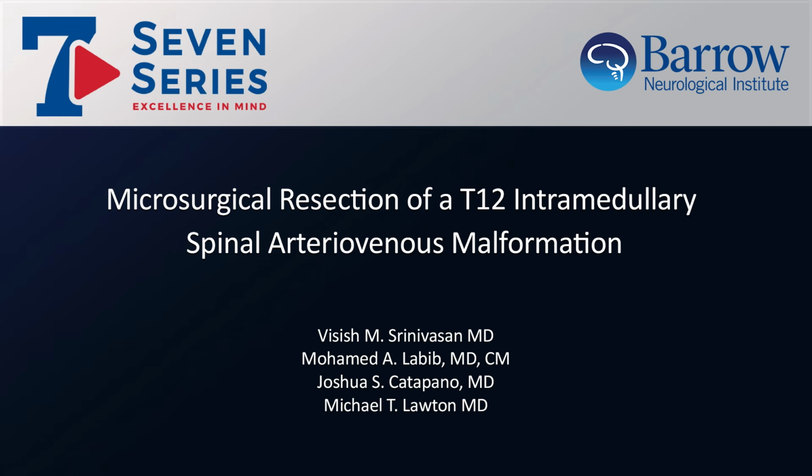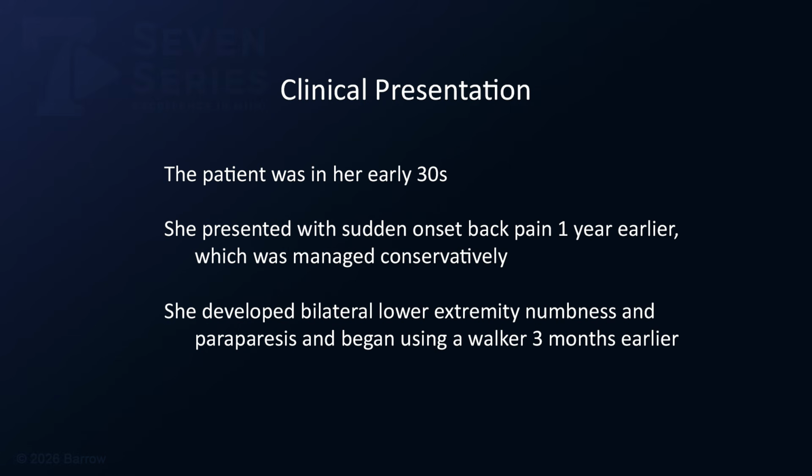This video will demonstrate the microsurgical resection of a T12 intramedullary spinal arteriovenous malformation. The patient was in her early 30s. She presented with sudden onset back pain a year ago. This was managed conservatively until she developed bilateral lower extremity numbness and paraparesis.